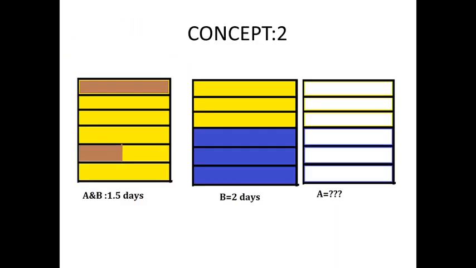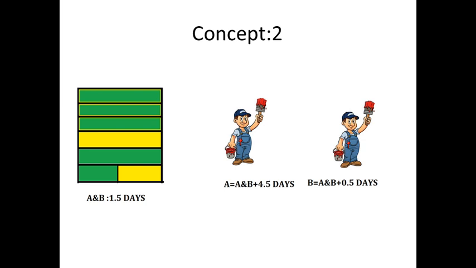Now we have calculated. They have given AB as 1.5 days and B as 2 days, and A we have calculated to be 6 days. Next, if you are clear with concept number 1, then I guess you'll understand this concept more easily. Now this is the last sub concept in this concept number 2.